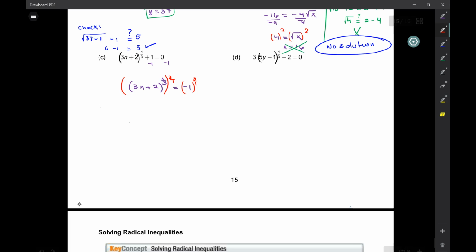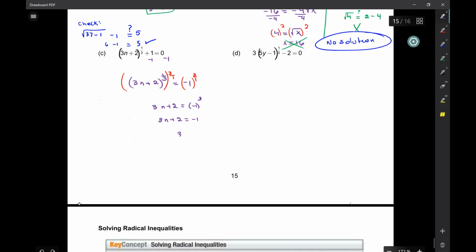Okay? So now 3n + 2 is equal to negative 1 cubed. So 3n + 2 is equal to negative 1. Could you also maybe do a little 3n plus 2? You can, and then you still have to cube it. So 3n equals negative 3, so n equals negative 1. Okay?